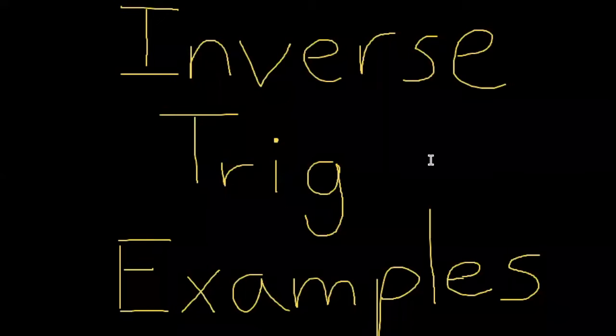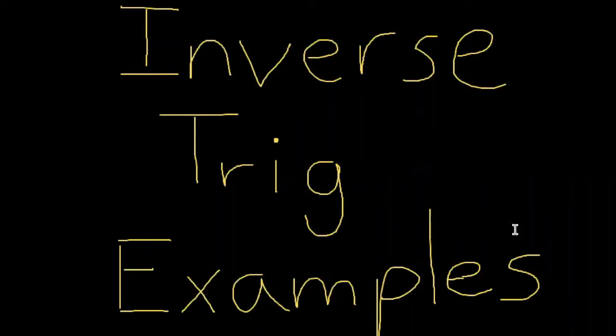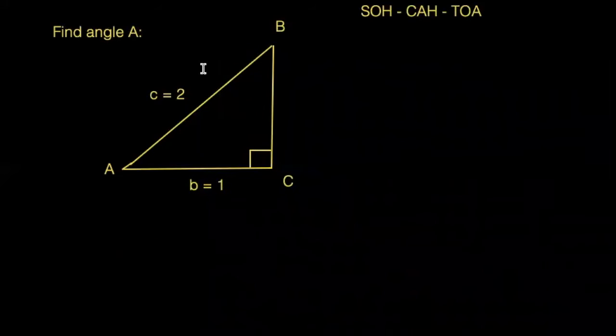This video will show a few inverse trig examples. If you want an explanation of what inverse trig functions are, watch my previous videos. In this example, we have a right triangle. We know the hypotenuse side C is 2. We know one of the legs, side B, is 1. They're asking us to find angle A.